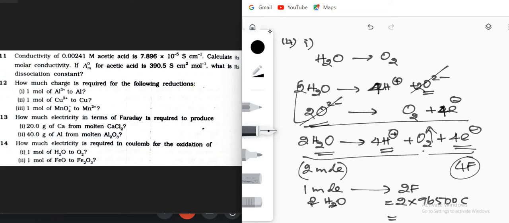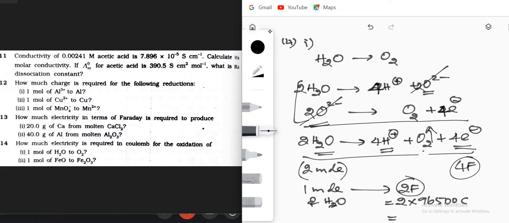Okay? Take it down. Is this clear? Any doubt? In Faraday it is 2 Faraday, but they are asking in Coulomb. So you just multiply 2 into 96,500, you will get the answer. Take it down. Is this clear? Any doubt?